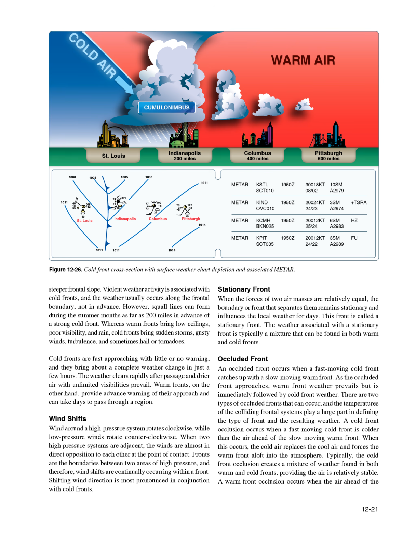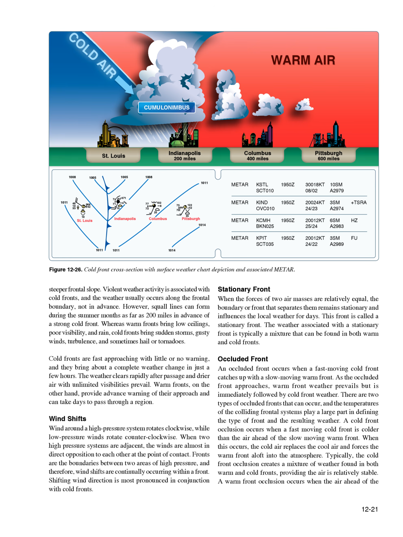Wind shifts. Wind around a high-pressure system rotates clockwise, while low-pressure winds rotate counterclockwise. When two high-pressure systems are adjacent, the winds are almost in direct opposition to each other at the point of contact. Fronts are the boundaries between two areas of high pressure, and therefore wind shifts are continually occurring within a front. Shifting wind direction is most pronounced in conjunction with cold fronts.